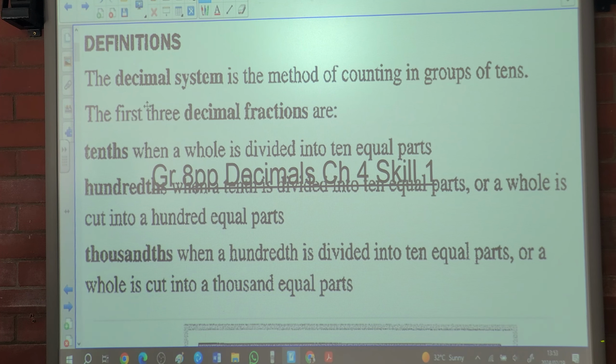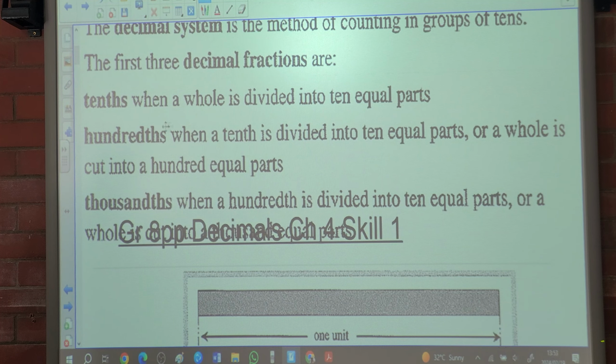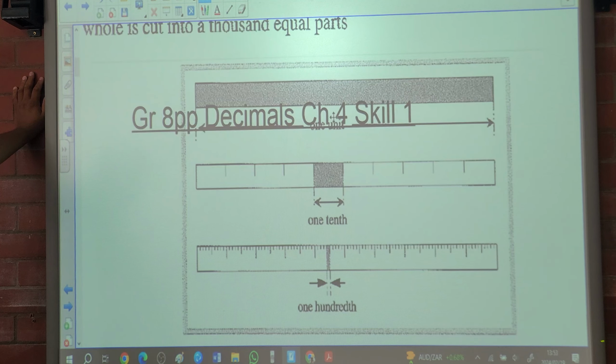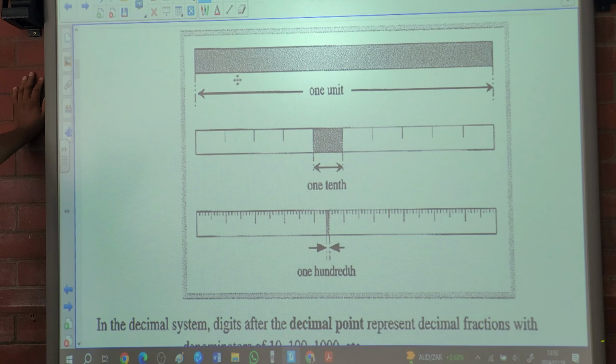We are told that by definition, the decimal system is the method of counting in groups of 10. The first three decimal fractions are tenths and hundredths. Tenths: a whole is divided into 10 equal parts. Hundredths: a tenth is divided into 10 equal parts, or the whole is cut into 100 equal parts. Thousandths: the whole is cut into 1,000 equal parts. This example shows you what one unit looks like. If you cut it into 10, that's 1/10. And this is 1/100 of a unit.